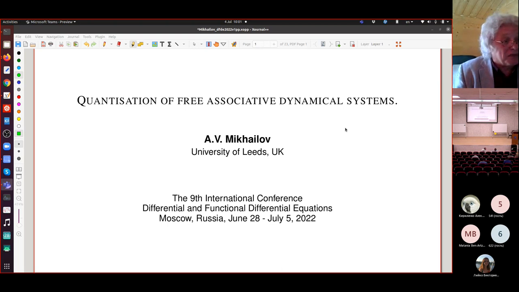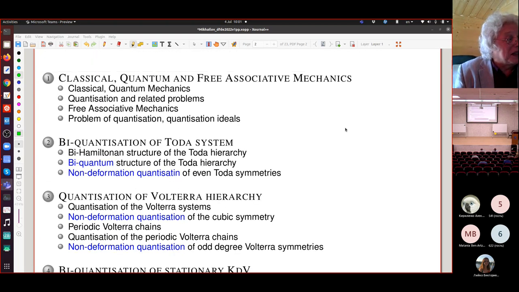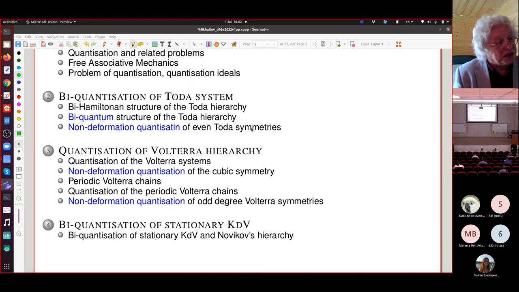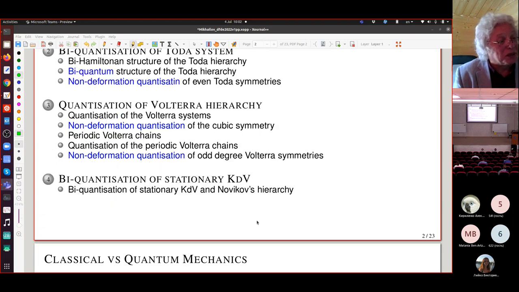My idea for the talk is that I will introduce how I see classical and quantum mechanics, what problems we face when we try to quantize a system, and some problems not solved up to now. Then I will introduce a new concept called free associative mechanics, give my definition of quantization, and illustrate this definition and approach using the well-known Toda systems, or quantization of the Volterra hierarchy. And if time permits, I will discuss something about quantization of the stationary KdV equations.